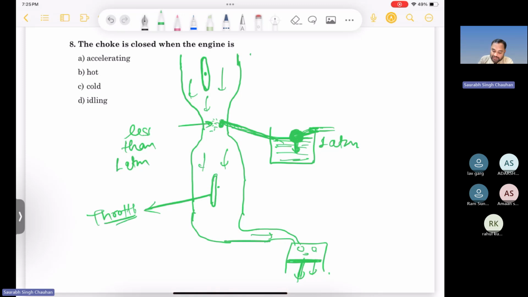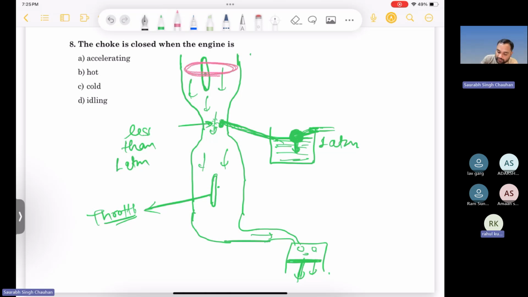If you close the throttle, less air will come, right? And with less air, less fuel-air mixture will come in. Depending on how much air is coming in, in that proportion this fuel will get mixed with the air. More air coming in, more fuel-air mixture you will get. Less air coming in, less fuel-air mixture. But if you want to get more fuel, then what you can do is close this choke.